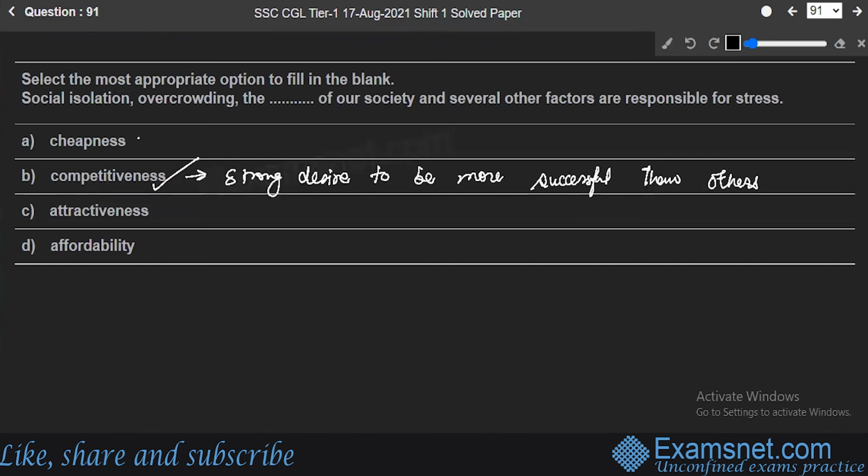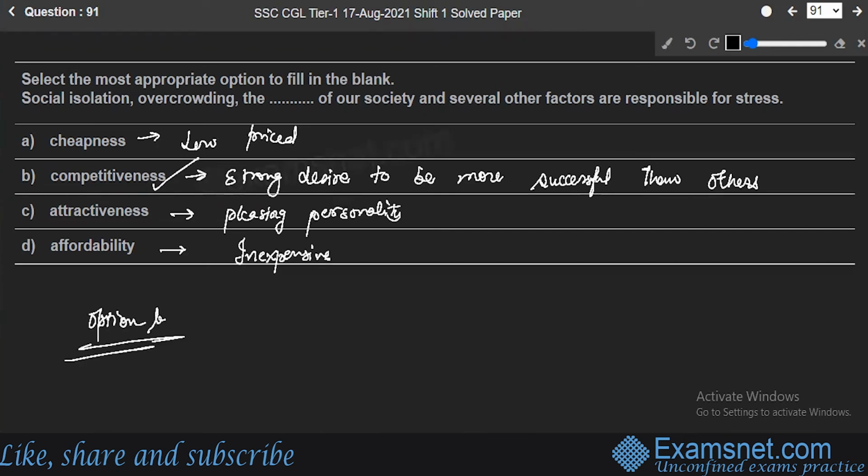Cheapness is the quality of being low priced, something like that. Attractiveness is when something is pleasing, like a pleasing personality, right? Affordability is when something is inexpensive or you can afford to purchase it, right? So here only option B suits well to the question. This is the answer to the question, right? Then let's move to the next question, number 92.